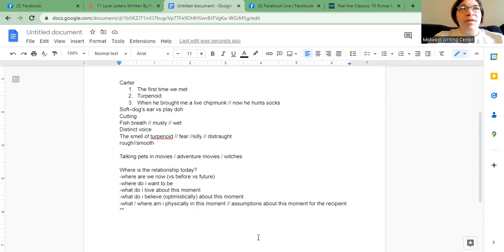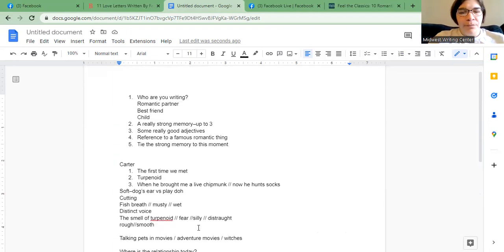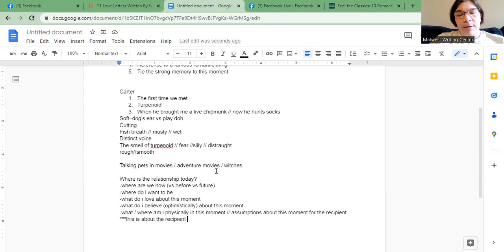When we express love, we're saying, I feel, I feel, I feel. But I think it's really useful to remember this is about the recipient, at least as much as it is about the writer, at least as much. So as much as I'm going to be saying, here's how I feel, here's what I experienced, make sure the focus is on the recipient. Now, technically speaking, this will be in first person.